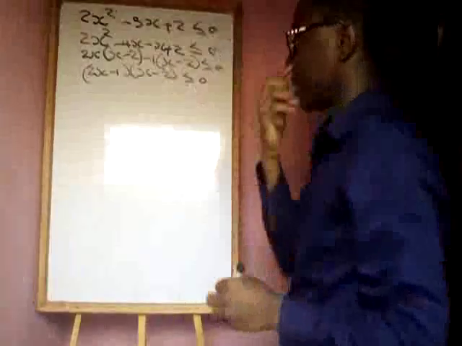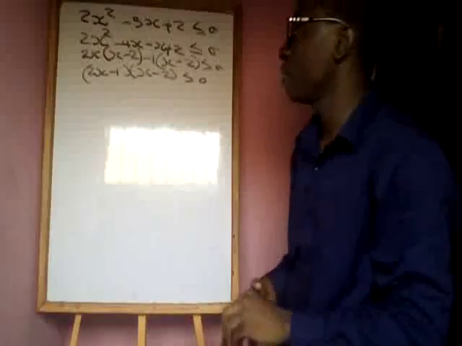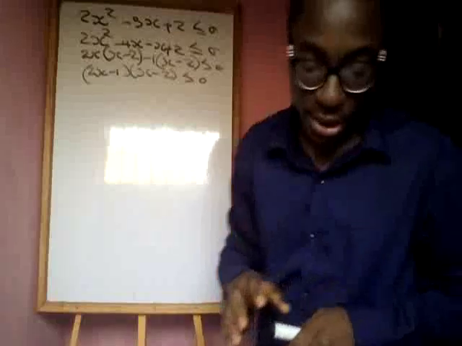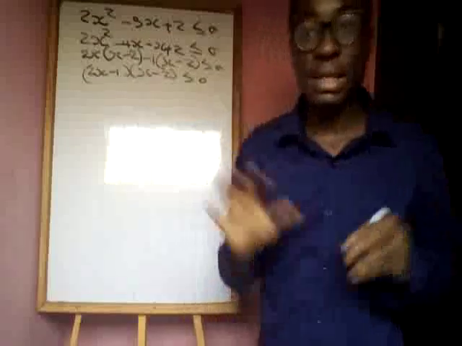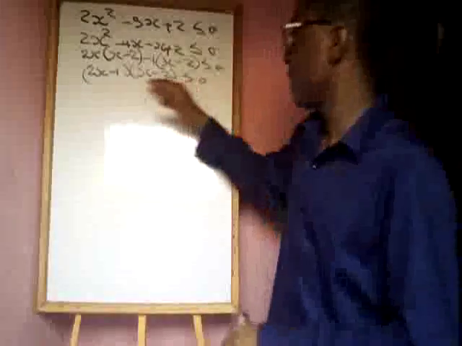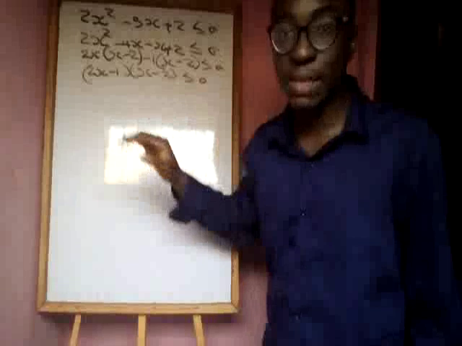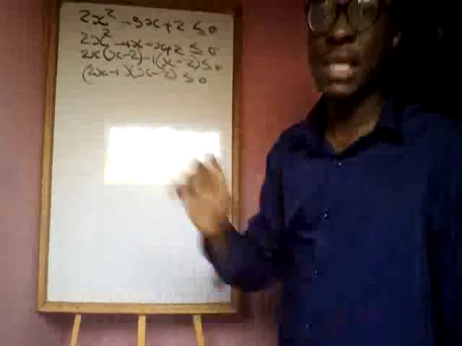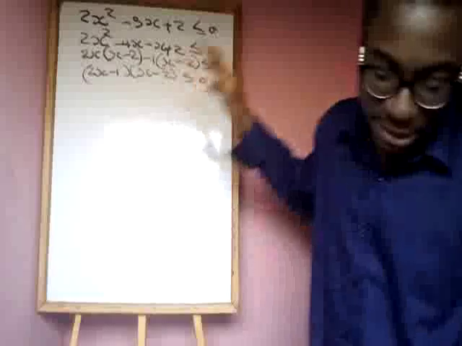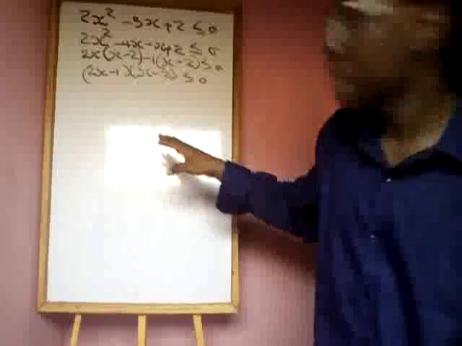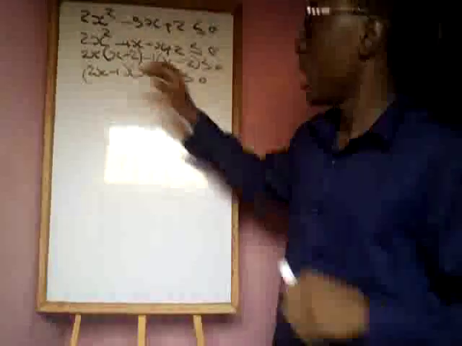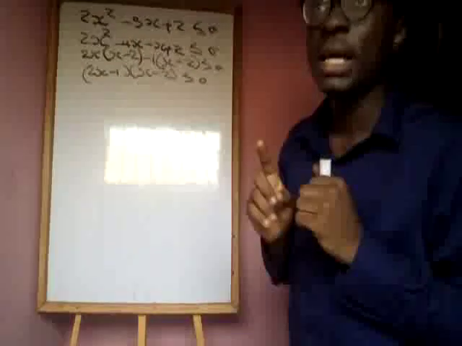So now we have factorized it, and we have (2x minus 1)(x minus 2) less than or equal to 0. I want us to take it slowly and understand the concept. Now we are going to analyze it into two parts. If the product is less than 0, that means the product is negative. For something to be negative, at least one of the factors must be negative. One must be negative, that means these two will have different signs.